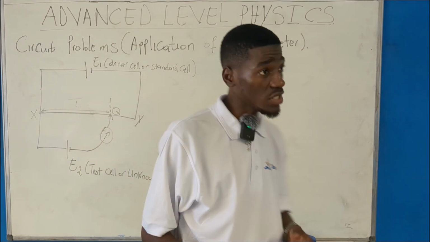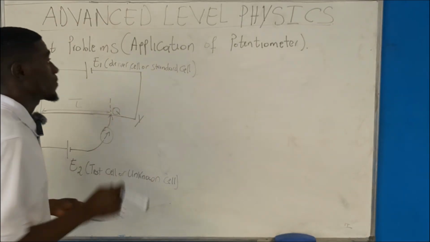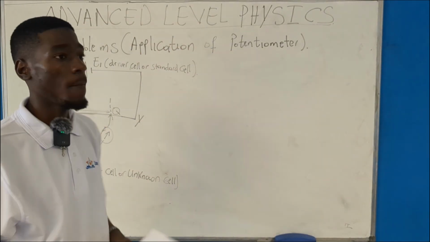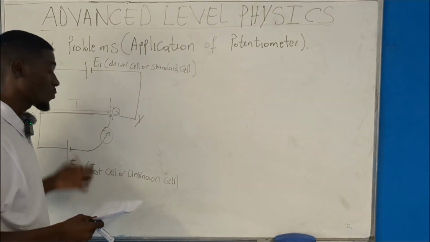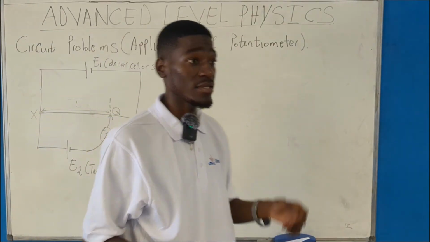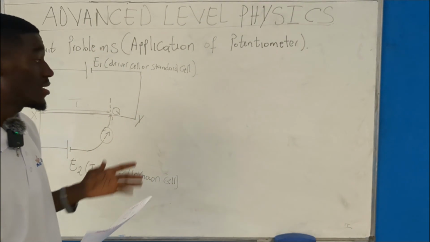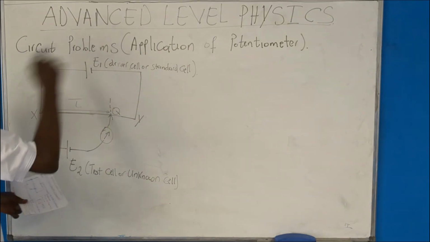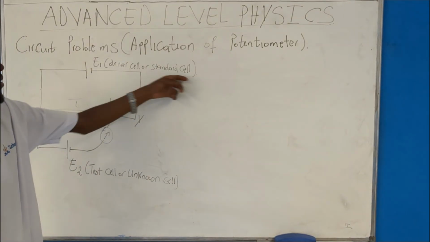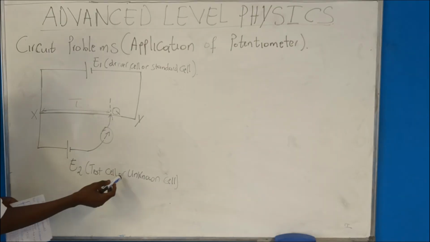So today we are still on secret problems now with the application of potentiometer. These are some questions that the candidates don't like to even see in their question paper, whereas it's very easy. So here we are having a potentiometer, a driver cell or a standard cell, and a test cell or an unknown cell.